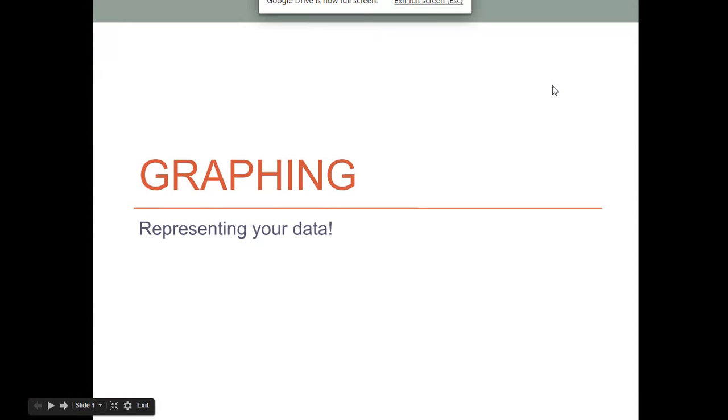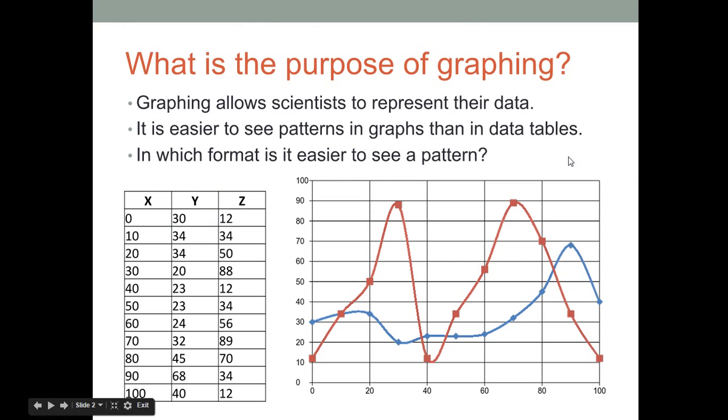Graphing is one of the most important skills that you can use as a scientist. So what we're going to do is talk about how we use graphs and construct graphs to represent and help us interpret and analyze our data. Now, the whole purpose of graphing is to make things just easier to see.